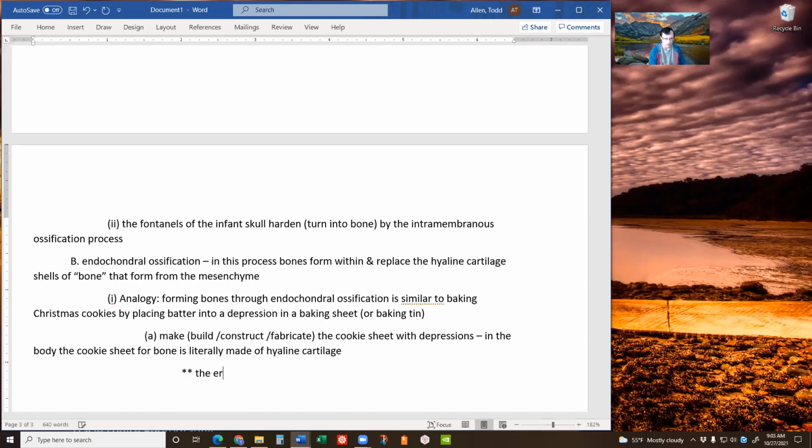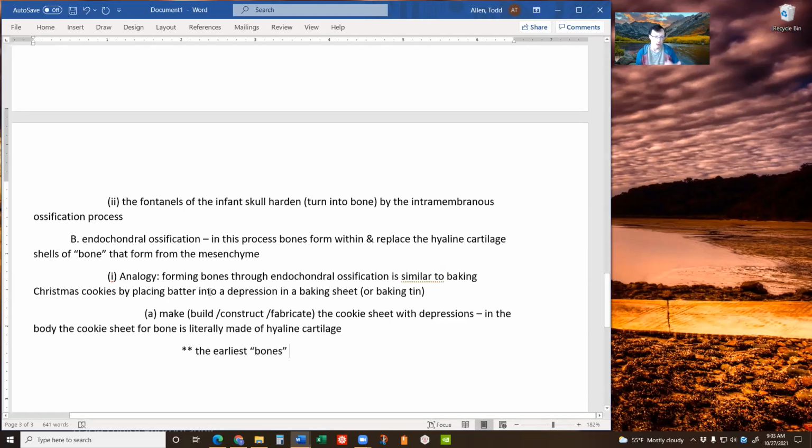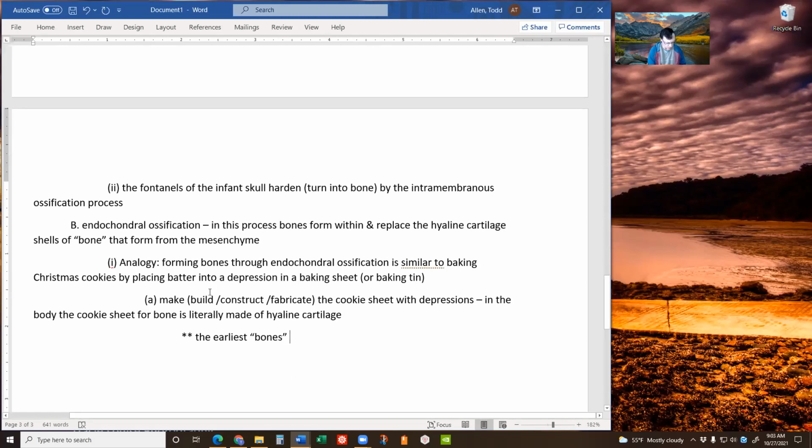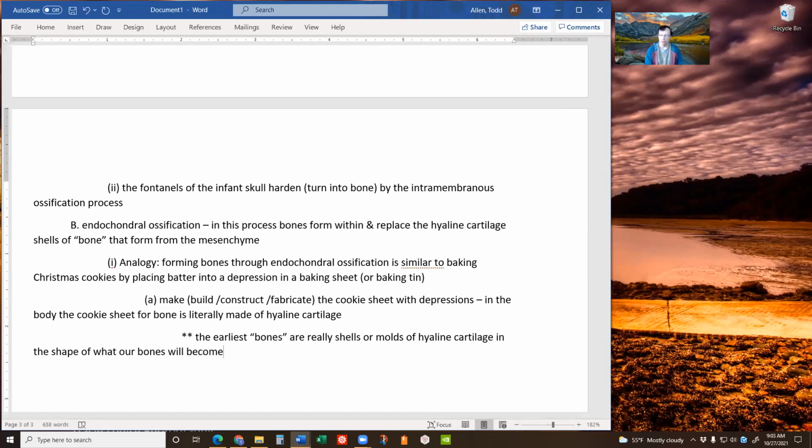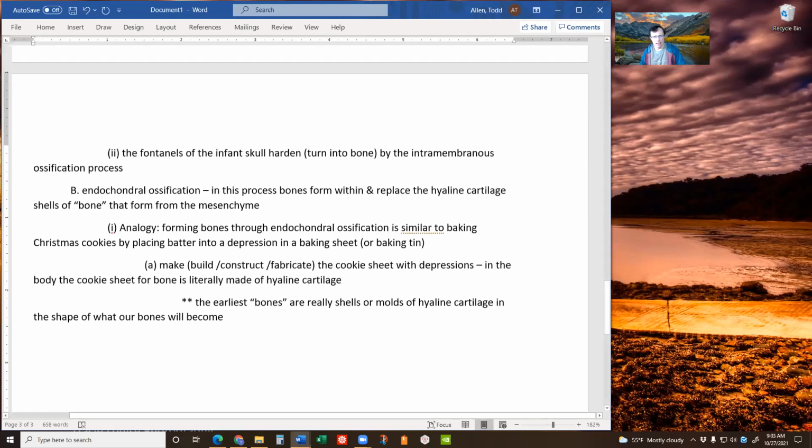The earliest bones, and I'm using the word bone in quotation marks because it's not really bone, the earliest bones are really shells or molds of hyaline cartilage in the shape of what our bones will become. Okay.